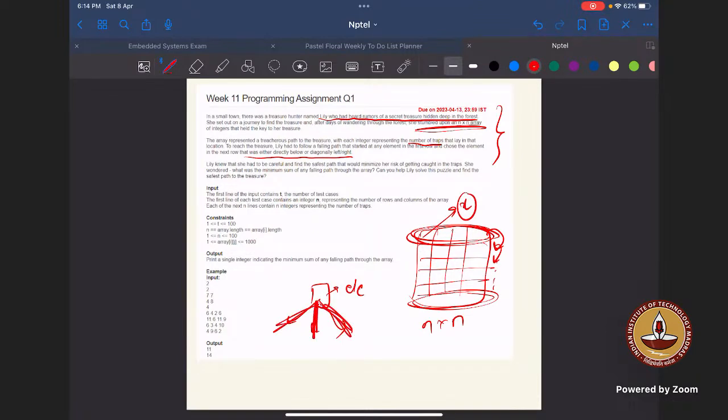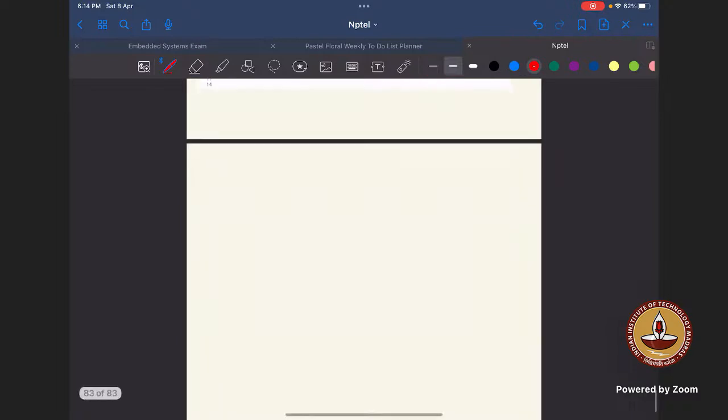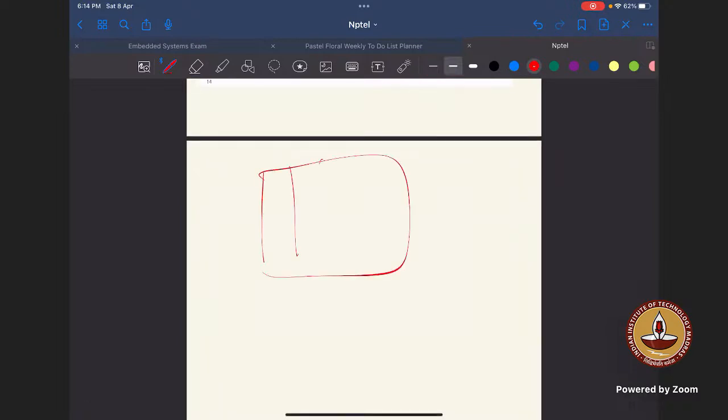Okay. Lily knew that she had to be careful and find the safest path that would minimize, important word, her risk of getting caught in the traps. She wondered what was the minimum sum of any falling path through the array. So the question is, forget about all the story about Lily, about traps, about treasure, and the question just boiled down to an n cross n array being given. Okay, and you start from this row.